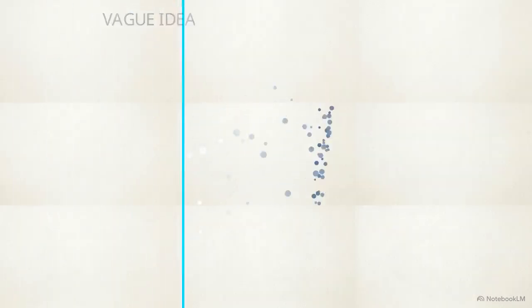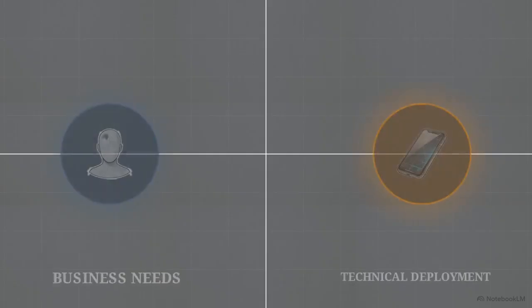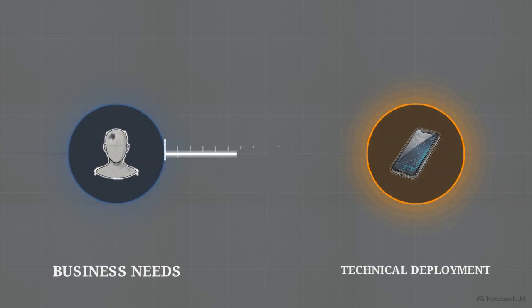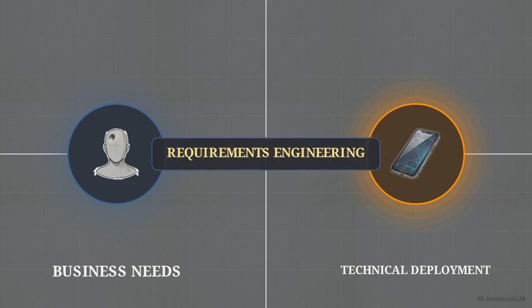We'll track the development of SafeHome, a web-based smart security system, to see how a vague idea transforms into a technical blueprint. That transformation happens through requirements engineering. It is the mandatory bridge between what the business wants and what the technical team actually deploys.